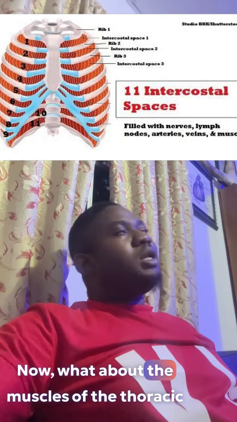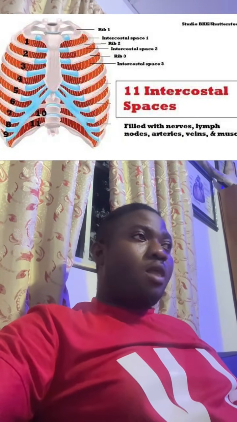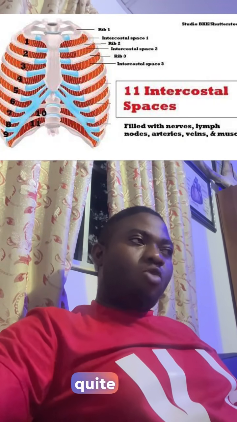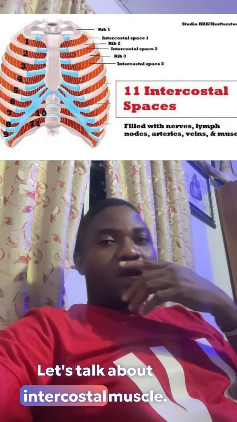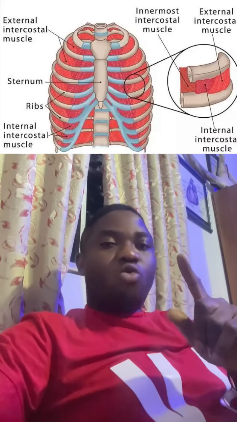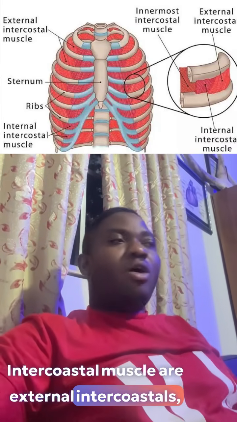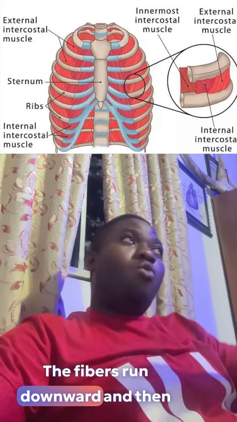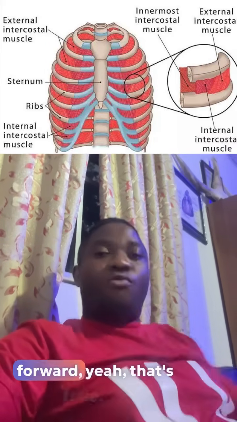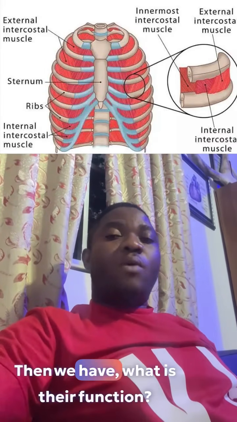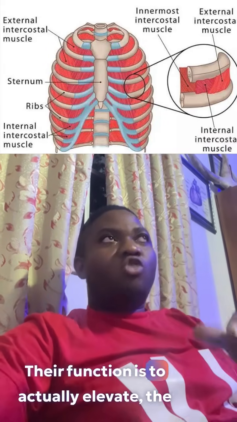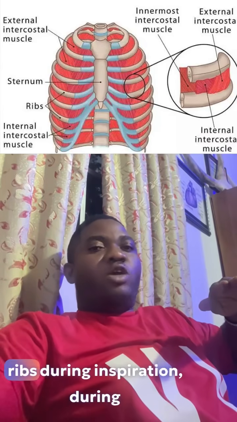Now, what about the muscles of the thoracic wall? We have quite a number. Let's talk about the intercostal muscles. The external intercostal fibers run downward and then forward. What is their function? Their function is to elevate the ribs during inspiration.